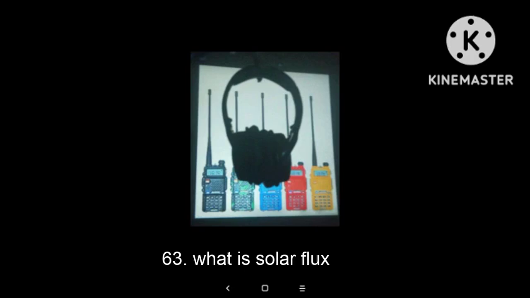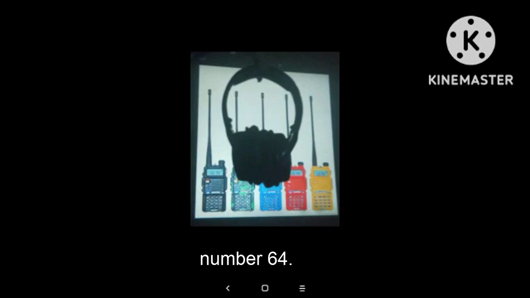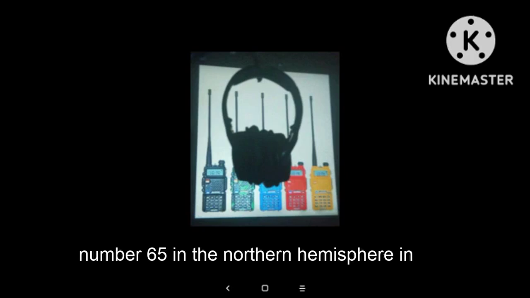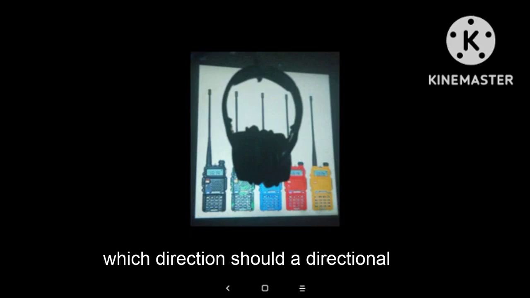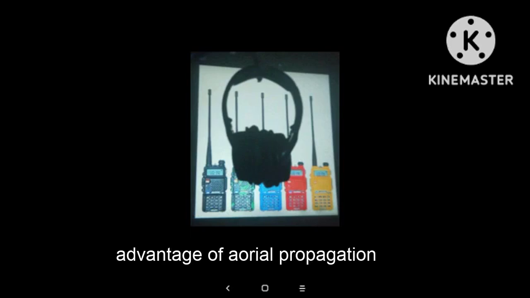63. What is solar flux? The radio energy emitted by the sun. Number 64. What is a sporadic E condition? Patches. Number 65. In the northern hemisphere, in which direction should a directional antenna be pointed to take maximum advantage of aerial propagation?